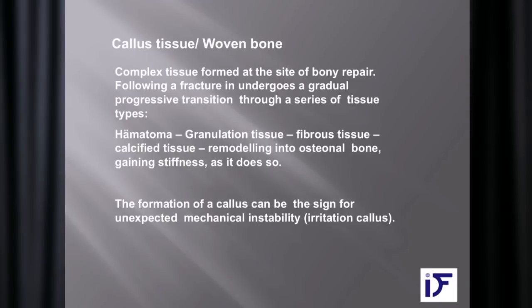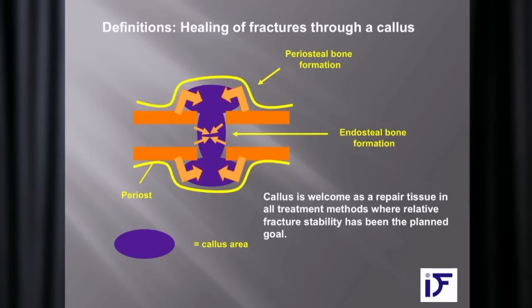The formation of callus can also be the sign for unexpected mechanical instability. So this is, for example, the case in an irritation callus. This graph shows that callus forms in the gap area between the fractured bone sides. There's an endosteal bone formation, endosteal callus formation, and a periosteal callus formation.